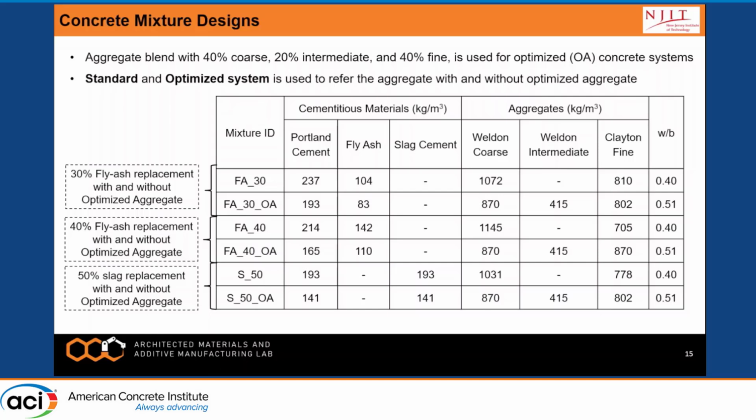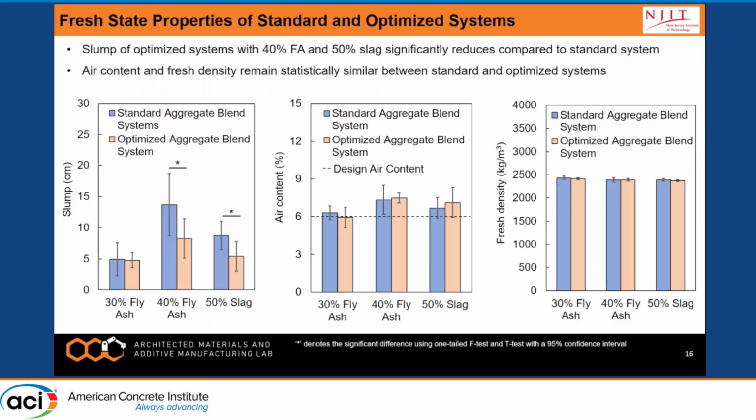So, keeping the amount of water the same, we get that these optimized aggregates have a higher water to binder ratio. So we have to keep in mind that this is a difference in these mixed designs. We looked at the fresh properties, and there was a slight reduction in the slump value for the case of the fly ash, but there was a significant difference between the slump value for the 40% fly ash case and the 50% slag case.